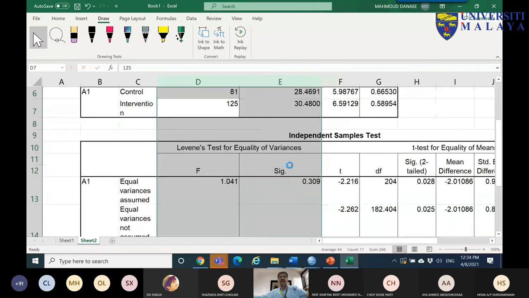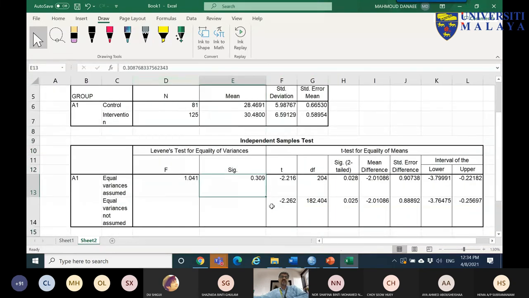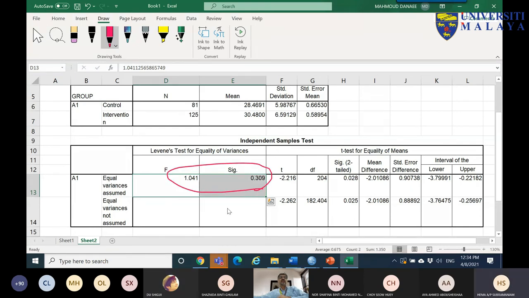So the equality of variance, is it significant or not? Is it significant or not? No, it is not significant. So when it's not significant, I can assume that the variances are equal, right? So it means the variances are equal. Go straight.